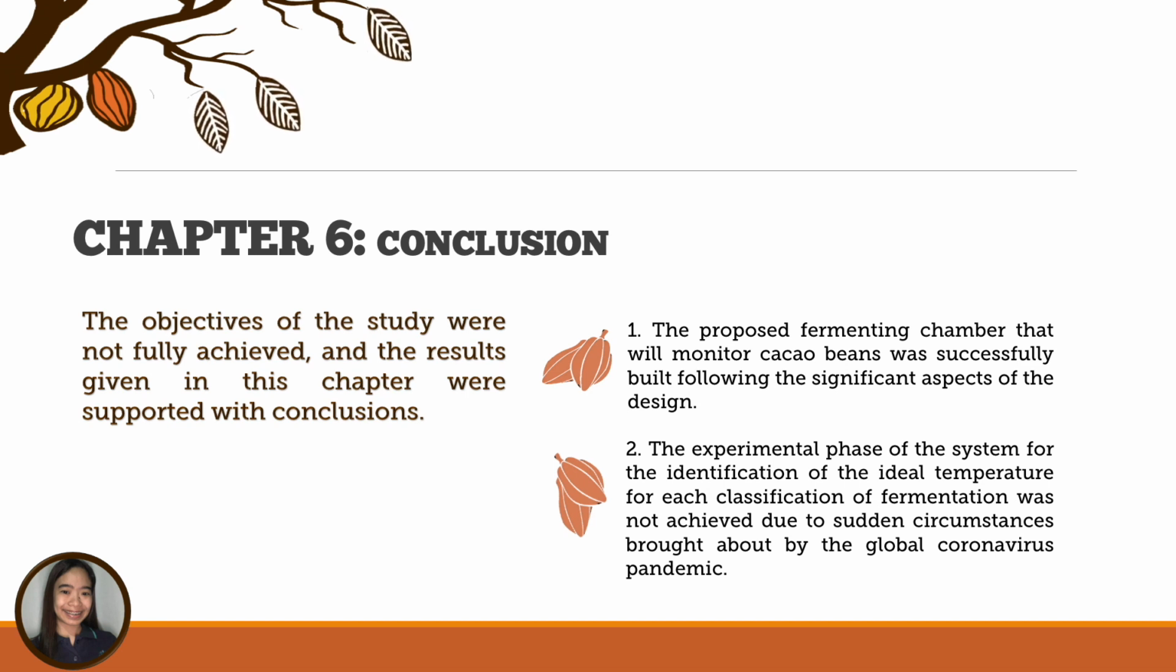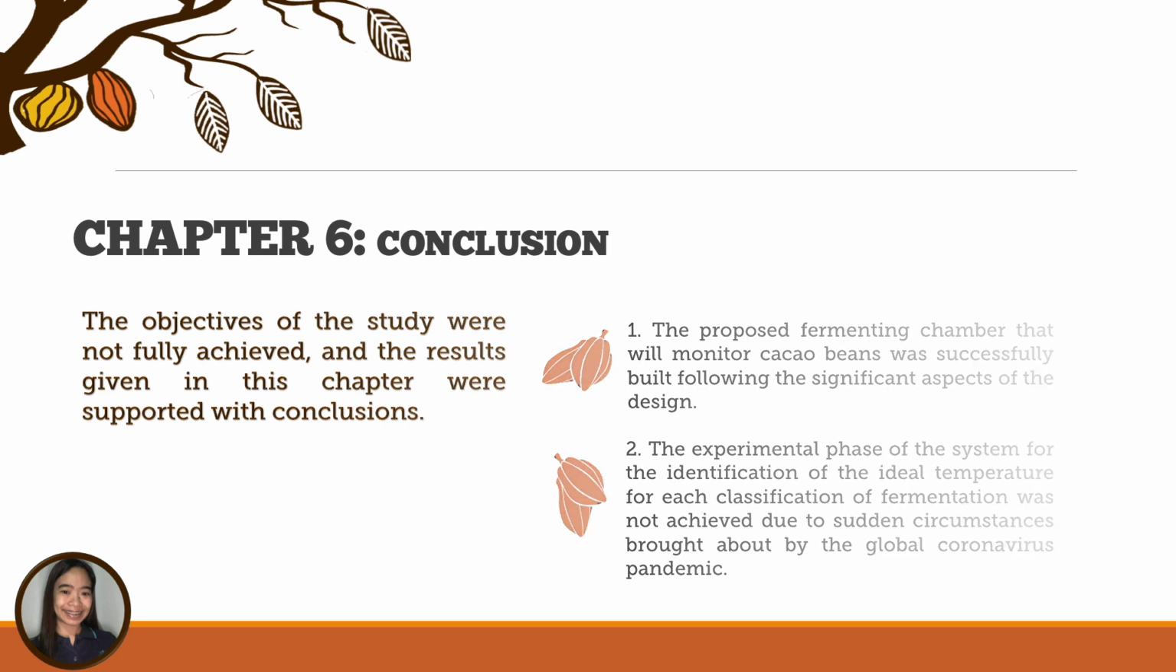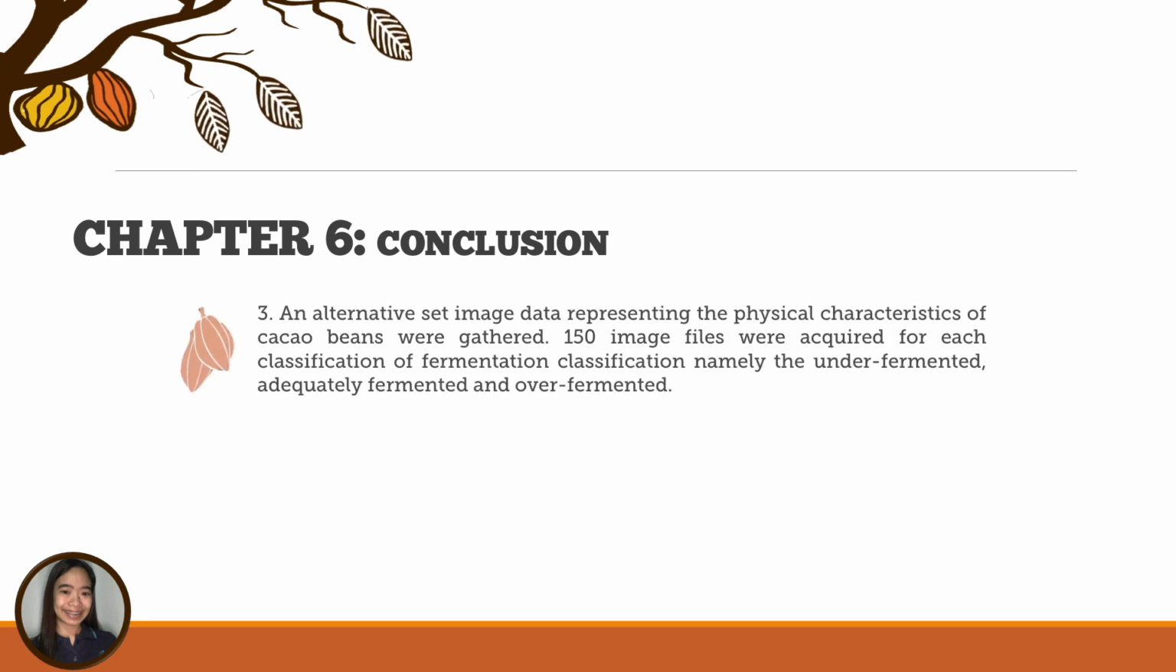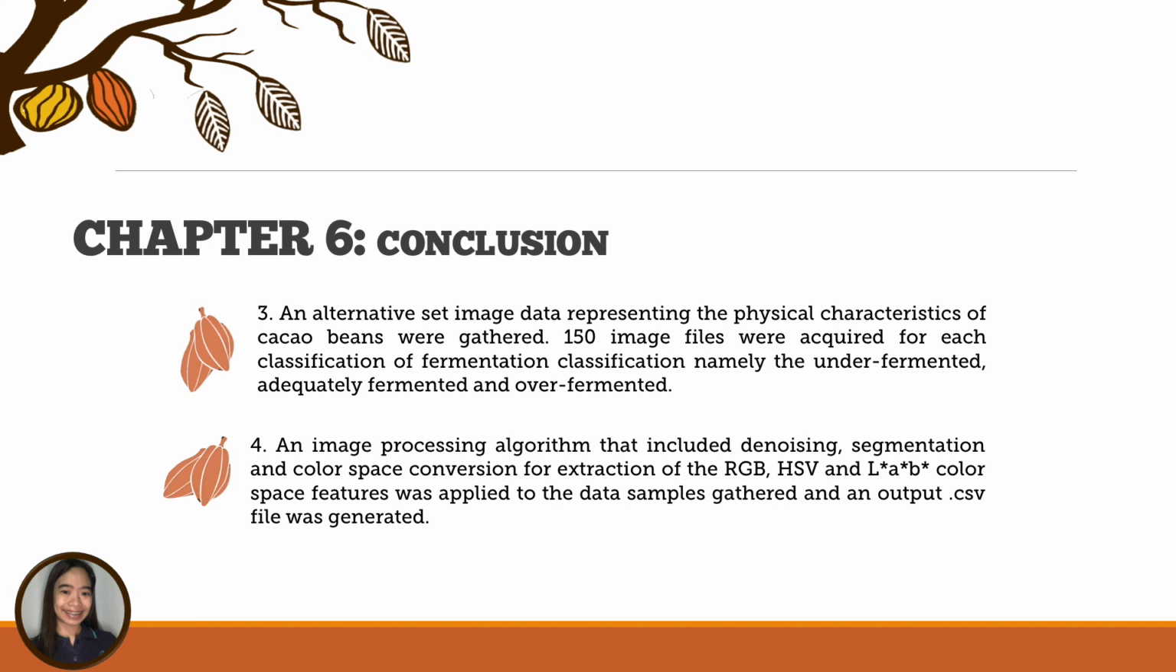The proposed fermenting chamber that will monitor cacao beans was successfully built following the significant aspects of the design. The experimental phase of the system for the identification of the ideal temperature for each classification of fermentation was not achieved due to sudden circumstances brought about by the global pandemic. This situation hindered the researchers to acquire the necessary cacao bean supplies, which serve as a vital aspect in the conduct of the experiment.